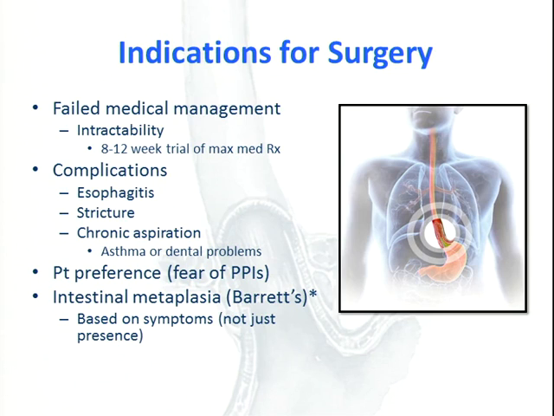All right, so who gets surgery? Those that fail medical management, so generally up to 2 to 3 months of medical therapy, a BID PPI. Those that go on to develop complications of reflux disease, being esophagitis, stricture, chronic aspiration. And we have patients who just have asthma, never had heartburn a day in their life. The pulmonologist sends them over for a workup. They get an anti-reflux surgery, and they can generally throw their inhalers away.